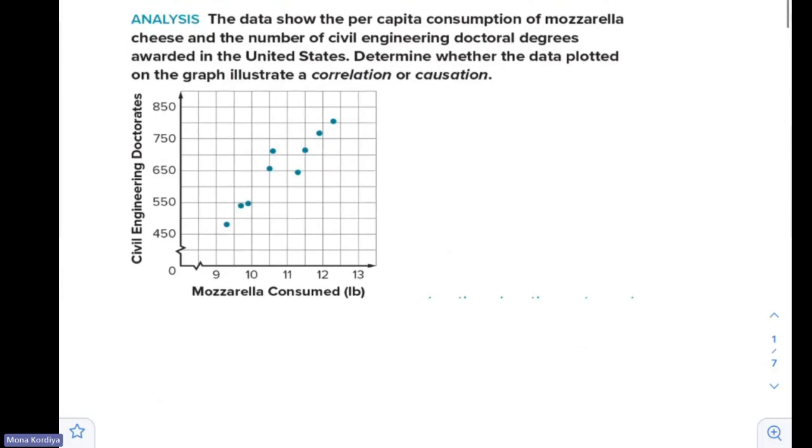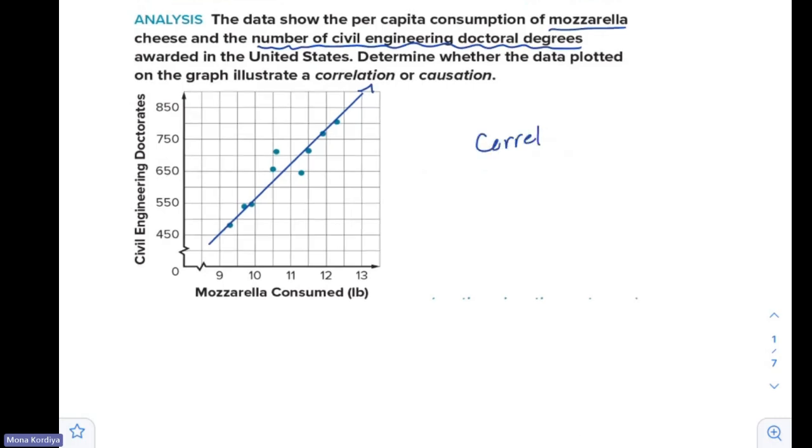Let's check this example. The data show the per capita consumption of mozzarella cheese and the number of civil engineering doctoral degrees awarded in the United States. Determine whether the data plotted on the graph illustrates correlation or causation. Though there is no relation between consuming mozzarella cheese and obtaining a doctorate or any degree, this shows a positive correlation. It's an increasing trend. So we have correlation, yes.